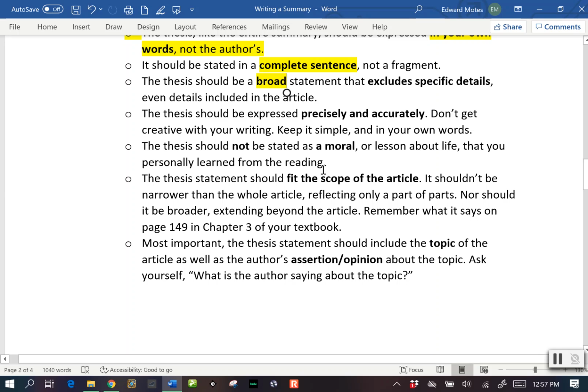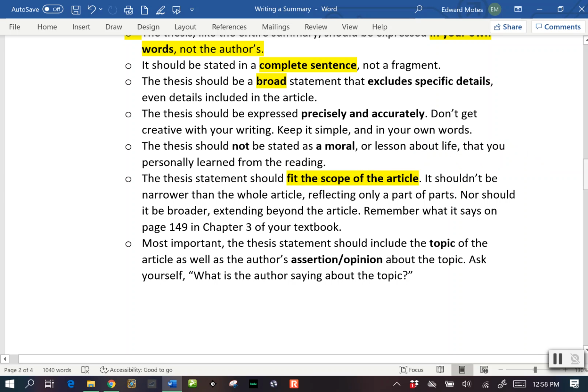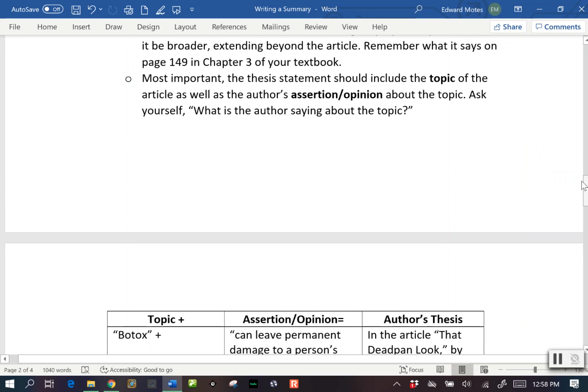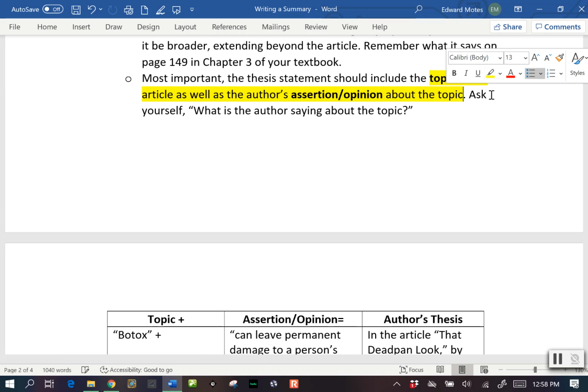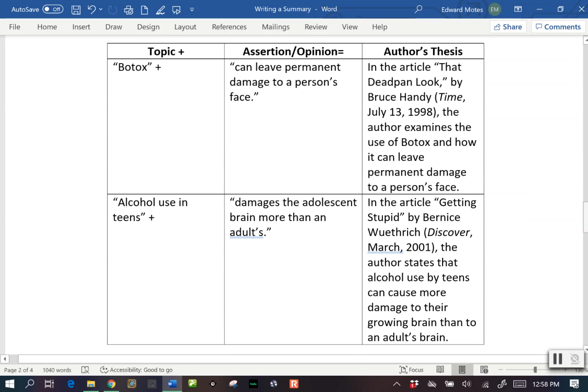But a thesis has to be like an umbrella. It has to fit the scope of the article. So everything that the writer says in the article needs to fit underneath that. And then make sure that it includes your topic and the writer's opinion about that topic. Okay? So let's take a look at the full sentence, citation plus thesis.